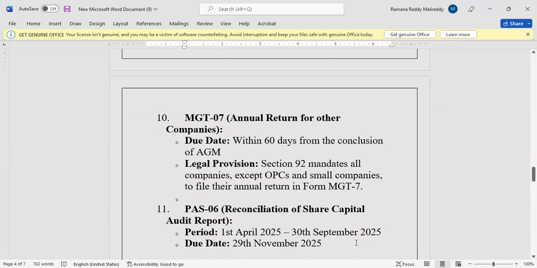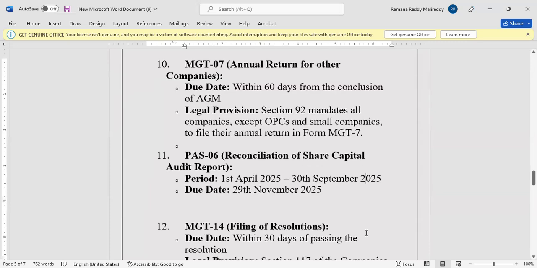Another form, MGT 7, the annual return for other companies. Just as we discussed about One Person Companies and small companies, that is MGT 7A, now we are talking about MGT 7, the annual return for other companies. Other companies means other than OPC and small companies, as per Section 92. Within 60 days from the conclusion of the AGM. This is the annual return for the companies in MGT 7.